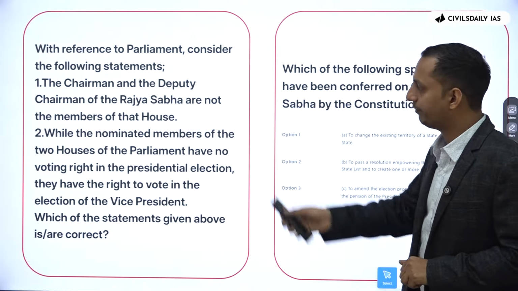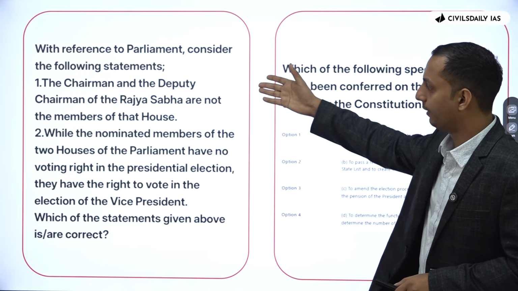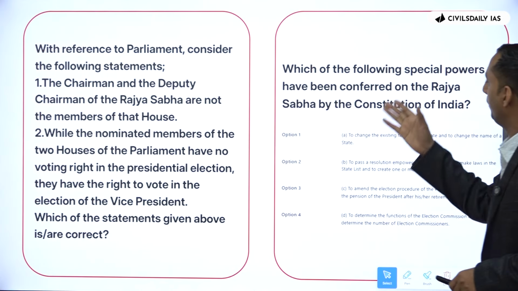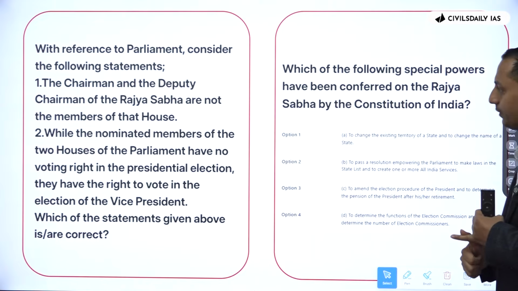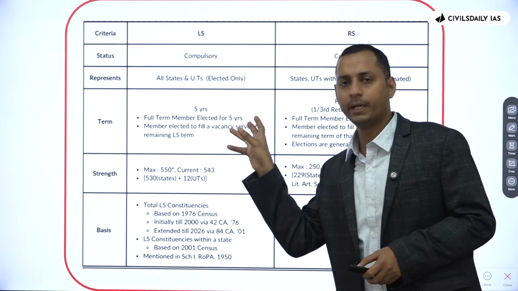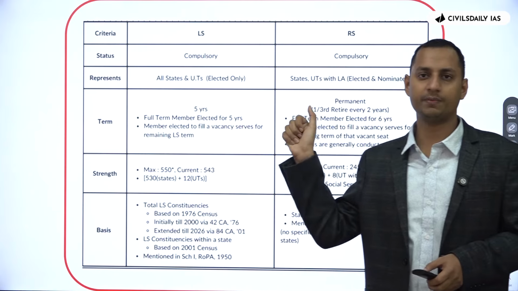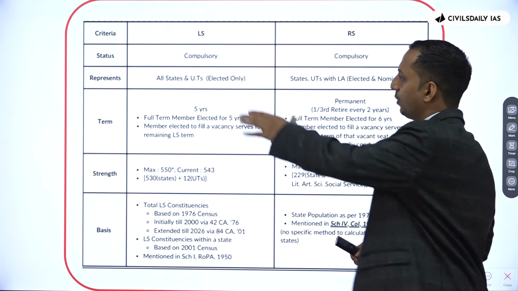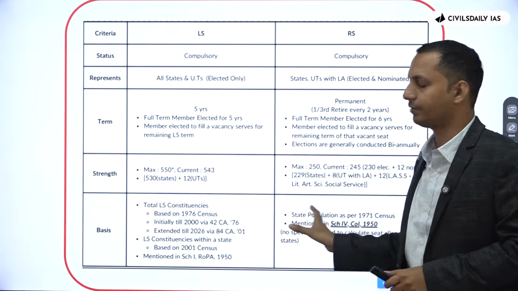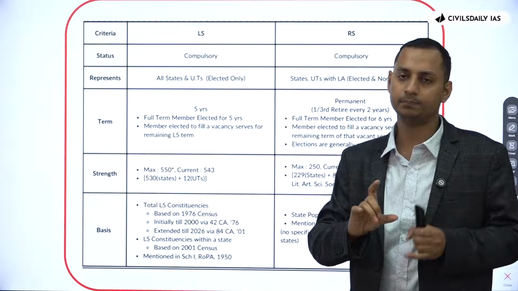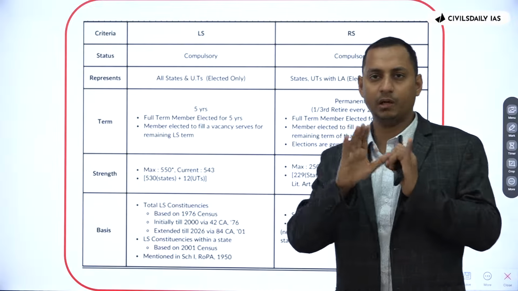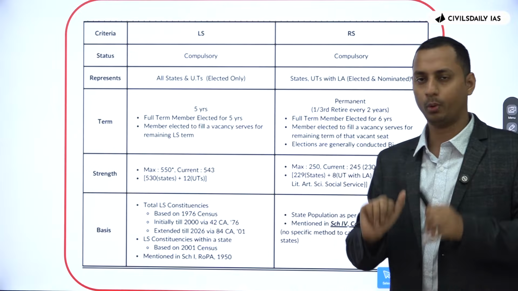You can see the chairman and deputy chairman of the Rajya Sabha. UPSC asked, which of the following special powers has been conferred on the Rajya Sabha? So powers of Rajya Sabha. Make a comparative analysis. This is the way you have to revise. So on the left hand side, you can see all the provisions of Lok Sabha. On the right hand side, all the provisions of Rajya Sabha. You don't have to make it. It's already there in the flash notes. You can just learn from the flash notes. You don't have to make your own notes.